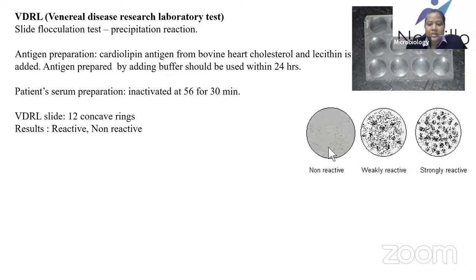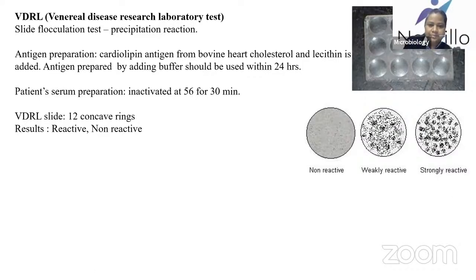So here in the picture, you can see there is no precipitation. It's given as non-reactive. And the in-between one, which is weakly reactive, because the precipitation has not formed the flocules very well. And the last one is the reactive, where the flocules are formed. So the result of VDRL is given as reactive, non-reactive, or weakly reactive.